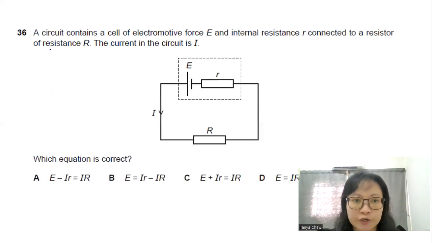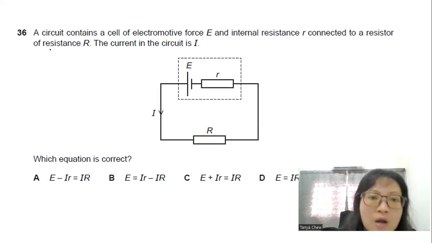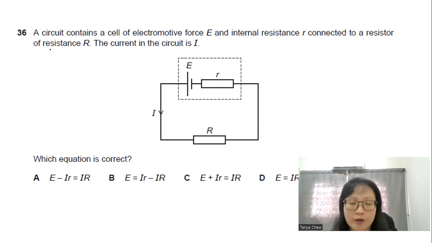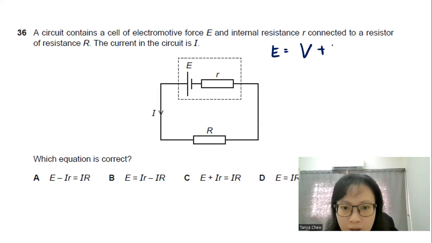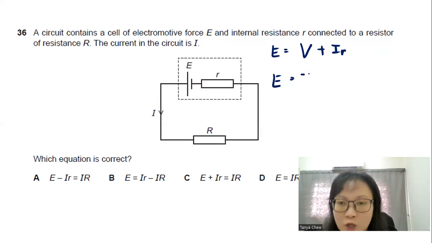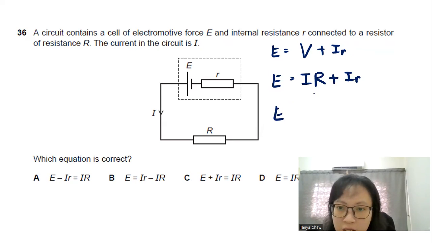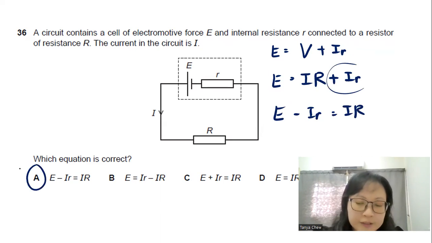Question number 36, a circuit contains a cell of EMF, electromotive force E, and internal resistance R connected to a resistor of resistance R. Current in the circuit is I. Which equation is correct? So just recall the equation of EMF. EMF is equal to V plus Ir, but there's no V here. I have to make a modification. E is equal to V using Ohm's law. It is IR plus Ir. So E minus Ir is equal to IR. A is the answer.